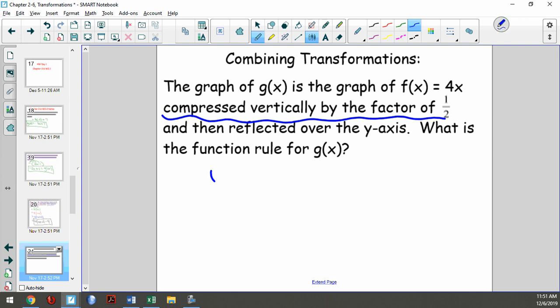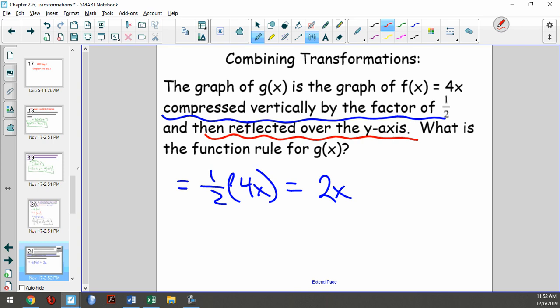Multiplying by a half. So I have 1/2 times 4x. What is 1/2 times 4x? 2x. So now I'm going to take 2x, and what am I going to do to it now? Reflect it over the y-axis. So if you're reflecting over the y-axis, am I replacing x with negative x, or am I distributing a negative? I'm replacing x with negative x.